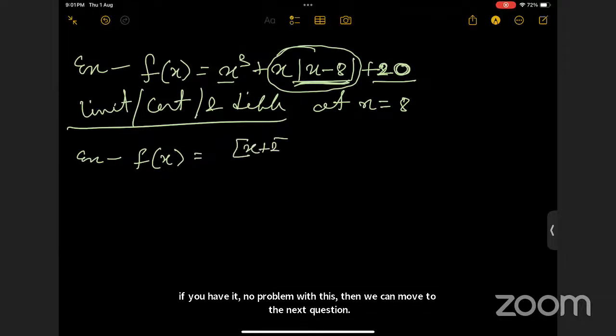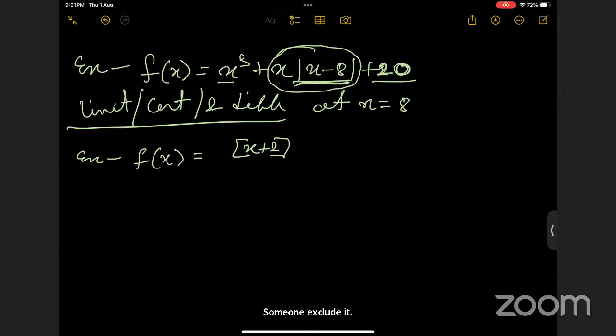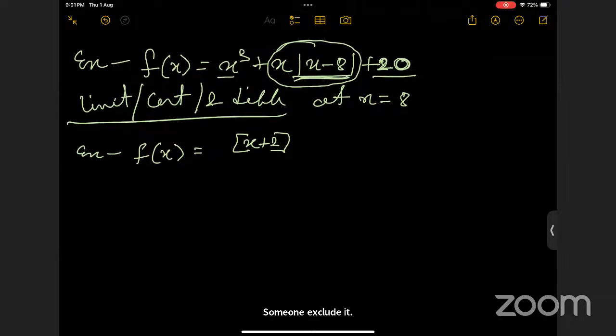One doubt now. Does the x present before the mod of x minus 8 affect the differentiability at x equals 8? No, because again, it will take the positive and negative side around 8, right?